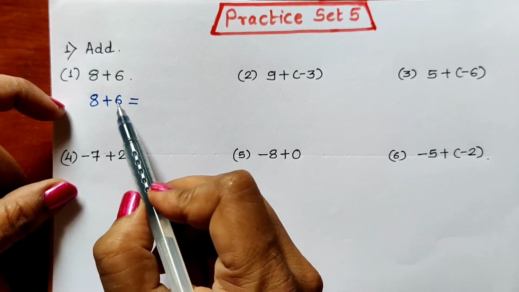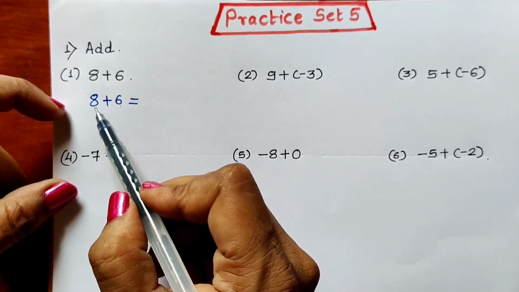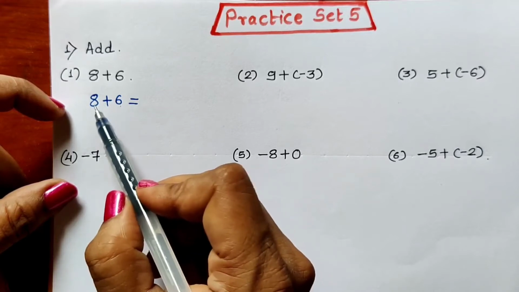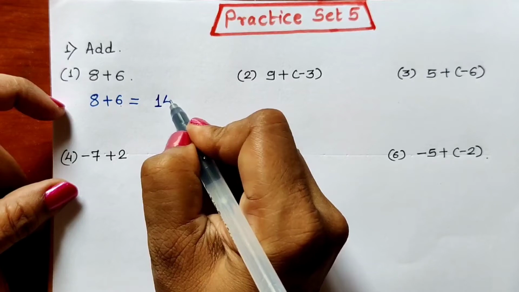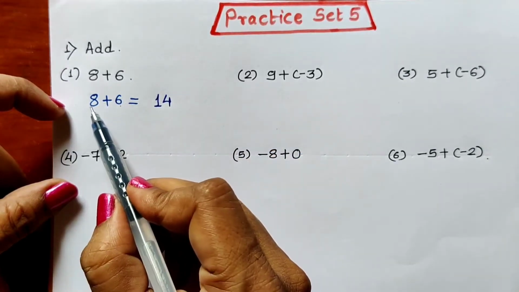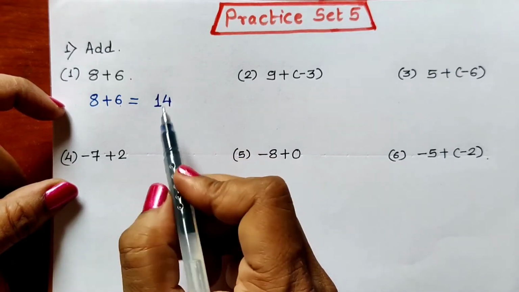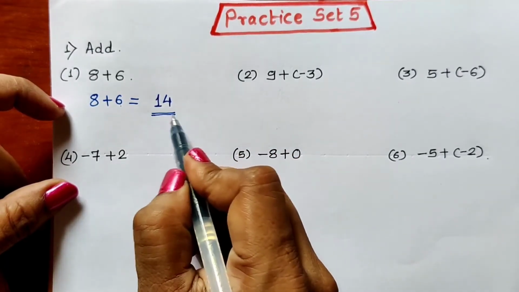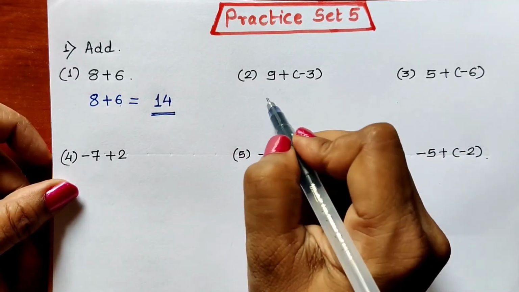Common sign means both the numbers are having plus sign, so their common sign is plus. And that's why we will first be adding these two integers. 8 plus 6 is 14. And the answer will have the common sign, that means the answer will have plus sign. And when plus sign is there, we don't put the sign. So the answer is 14.